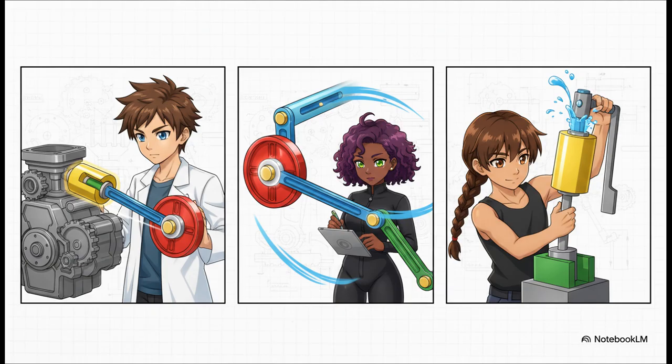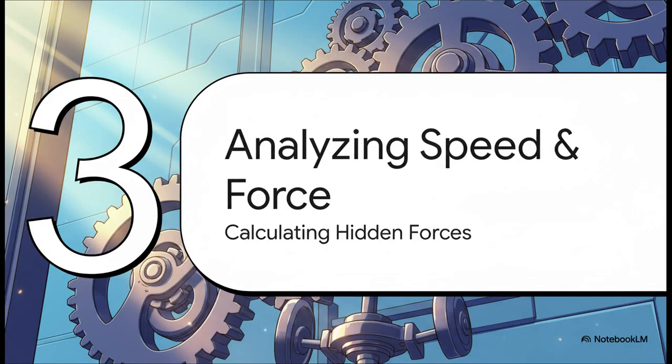Fix the frame, you get an engine. Fix the crank, you get a quick return mechanism. Fix the slider, and you get a simple hand pump. One chain, so many different machines. It's just elegant. Okay, so we can predict how things are going to move.